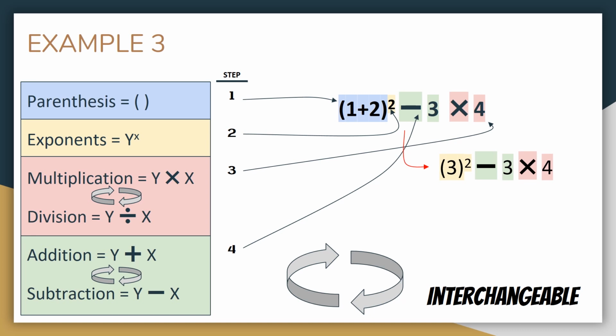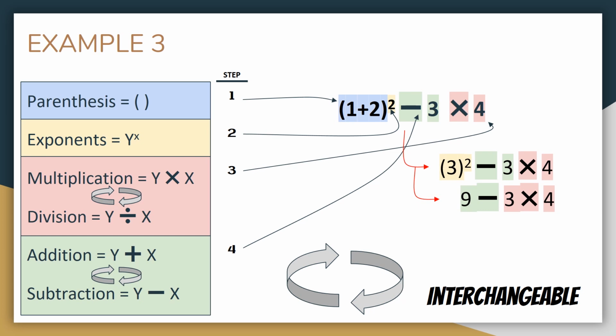We don't. So let's go to step 2, the level 2 tier, and that's telling us you must do the exponents. So we're going to do the exponent, and that exponent is telling us what is the answer for 3 to the power of 2. And when we did that, we got 9, because 3 times 3 is 9. So now we got the 9 take away 3 times 4.